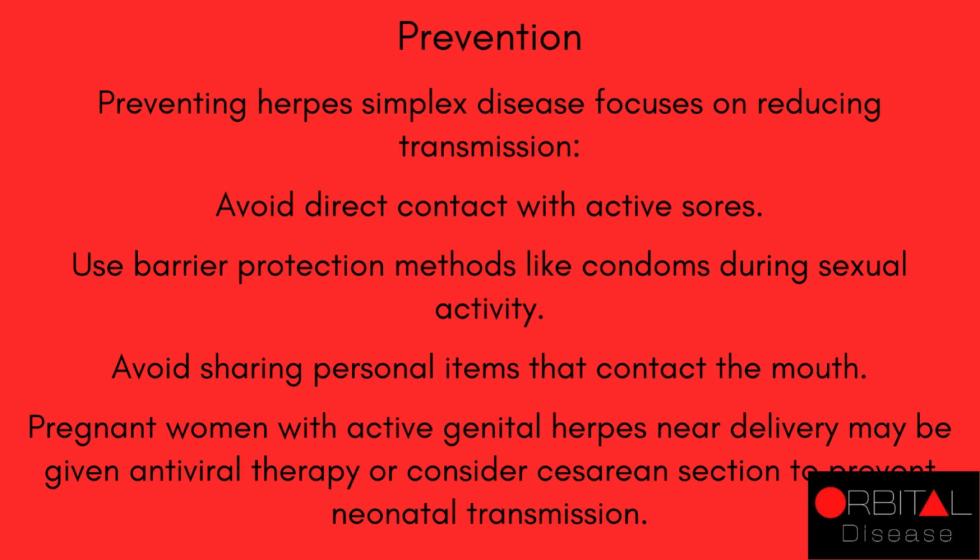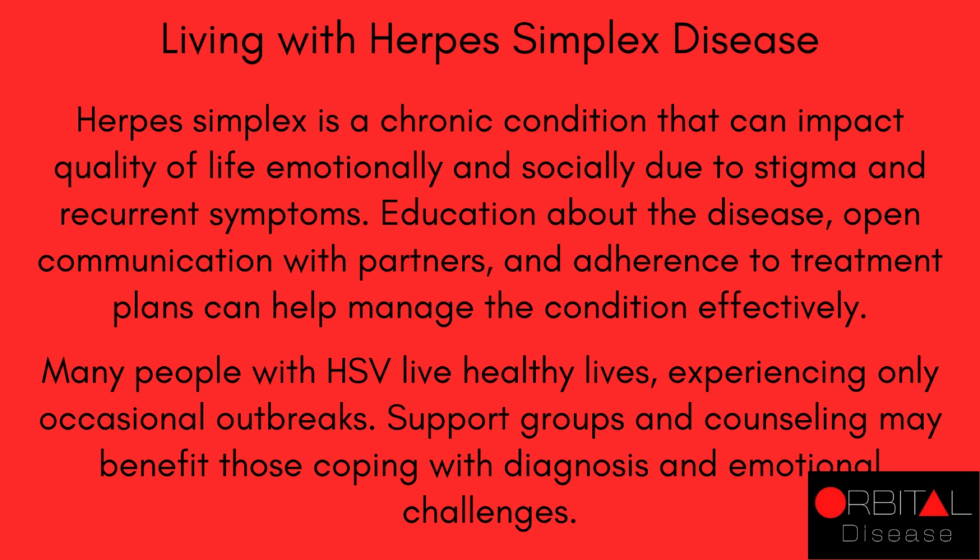Prevention. Preventing herpes simplex disease focuses on reducing transmission. Avoid direct contact with active sores. Use barrier protection methods like condoms during sexual activity. Avoid sharing personal items that contact the mouth. Pregnant women with active genital herpes near delivery may be given antiviral therapy or consider cesarean section to prevent neonatal transmission. Living with herpes simplex disease.